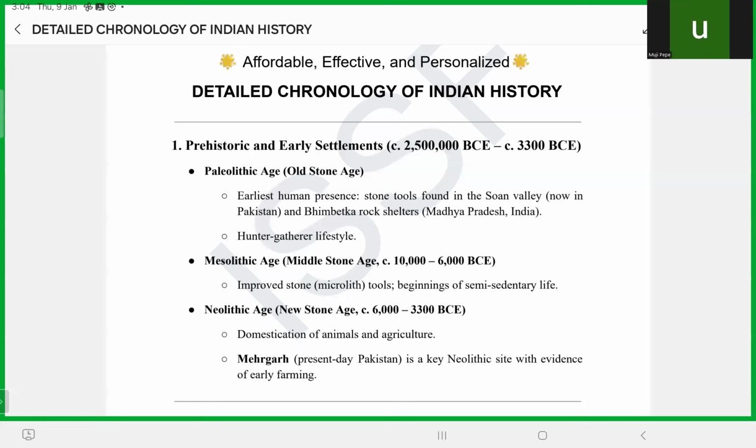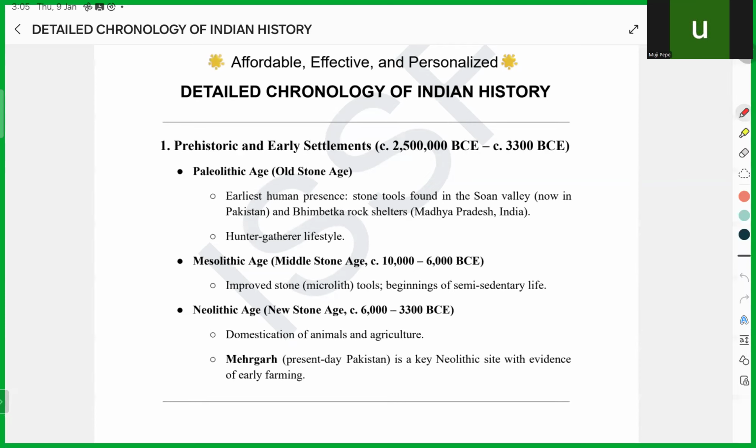Let us start with the chronology. Let us see how the chronology goes. So, the chronology is important. Why? To understand history.